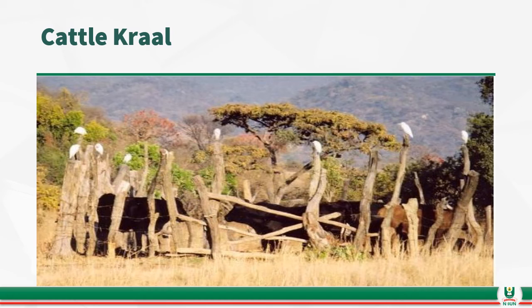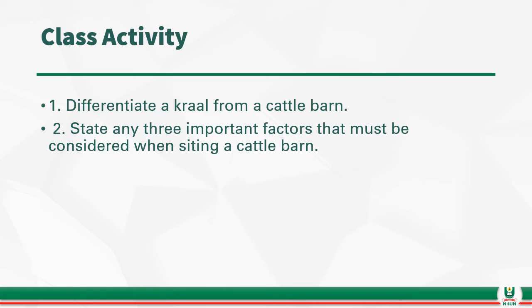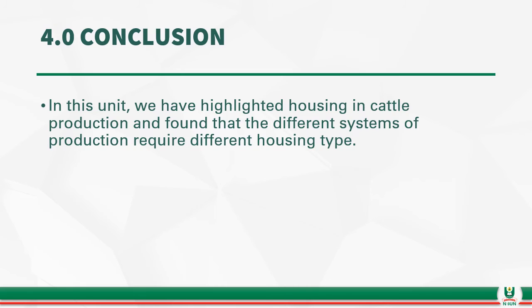You can see they are not very intensive. Class activity: differentiate a kraal from a cattle barn. State any 3 important factors that must be considered when siting a cattle barn. Please endeavor to do these activities.